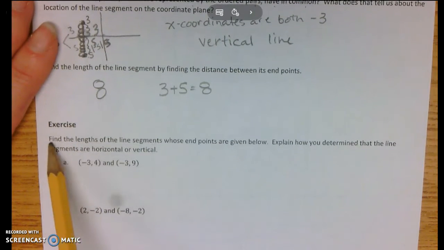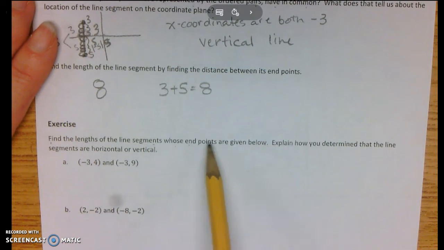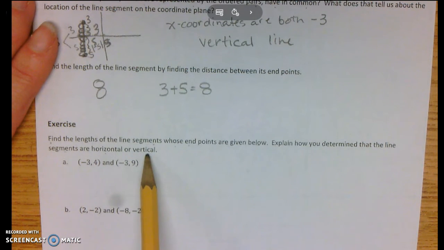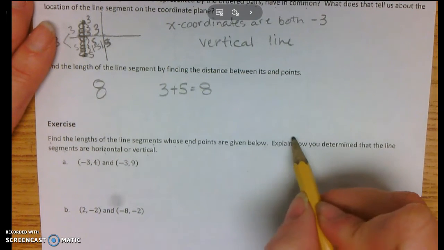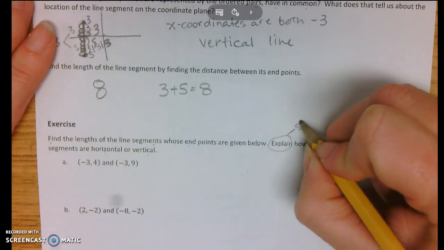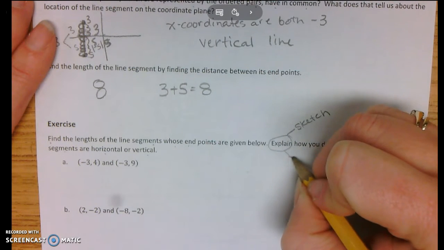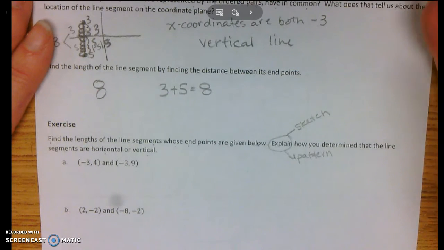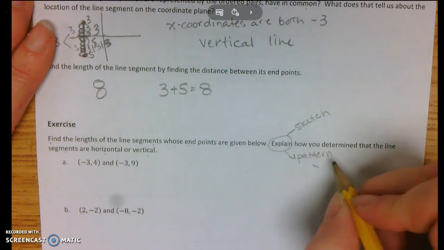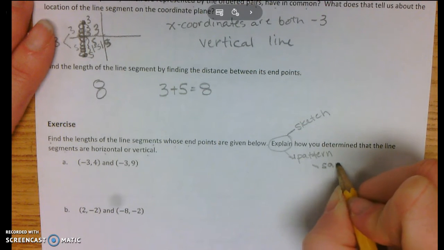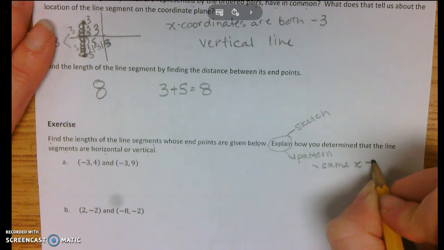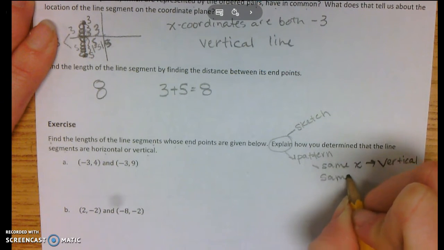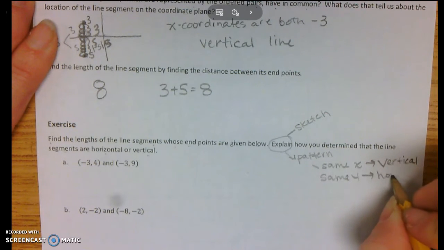So just like here, it says find the lengths of the line segments whose endpoints are given below. Explain how you determine that the line segments are horizontal or vertical. So for this one, you're explaining, you're either going to do the sketch or you're going to do the pattern that we learned in the other two examples. And the pattern that we learned is same x means vertical, same y means horizontal.